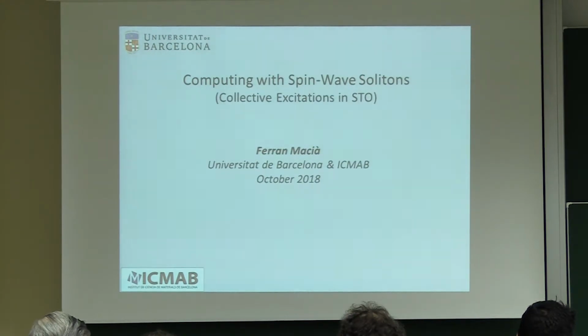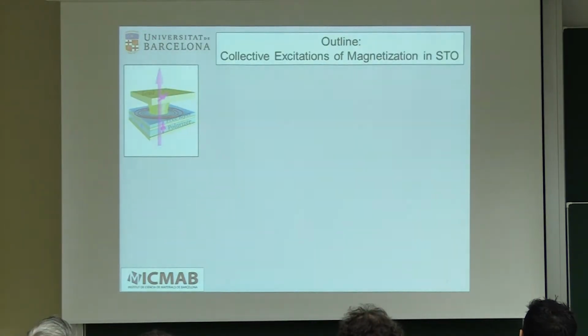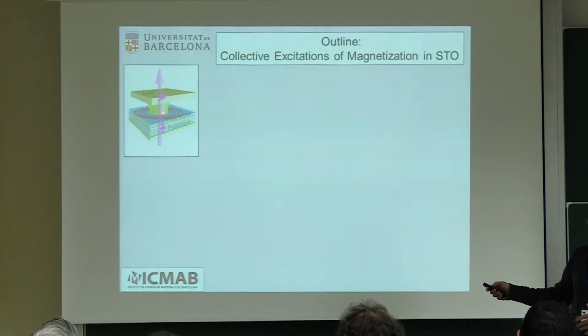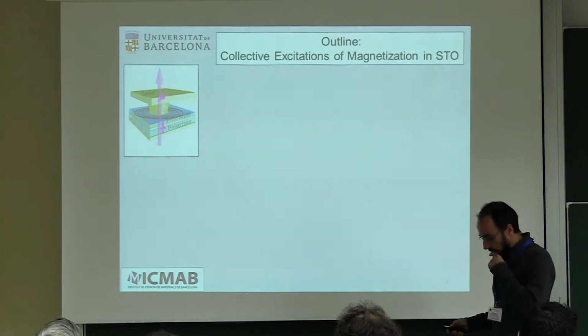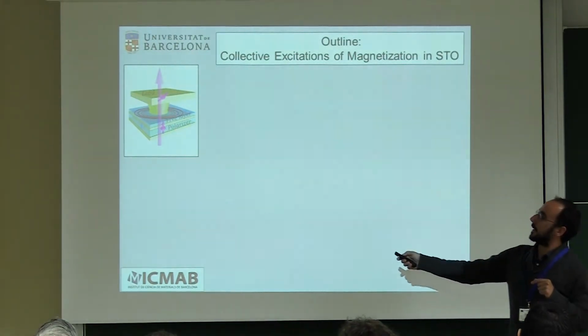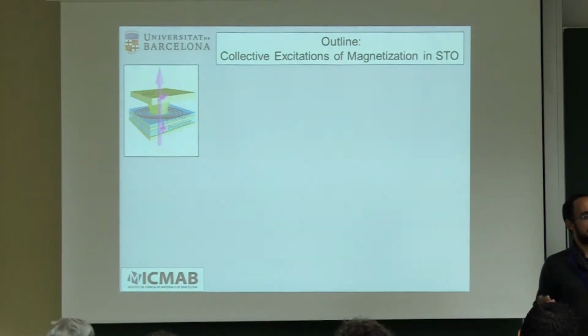So I want to tell you a bit about, I'll continue a bit about how to compute with Spin-Wave Solitons. In particular, I'll talk about collective excitations in spin-torque oscillators. We know what a spin-torque oscillator is. We have an electrical point contact to a ferromagnetic thin film. If we pass a polarized current, we can exchange momentum between the polarized current and the lattice magnetization. And eventually, we can create some type of excitation.